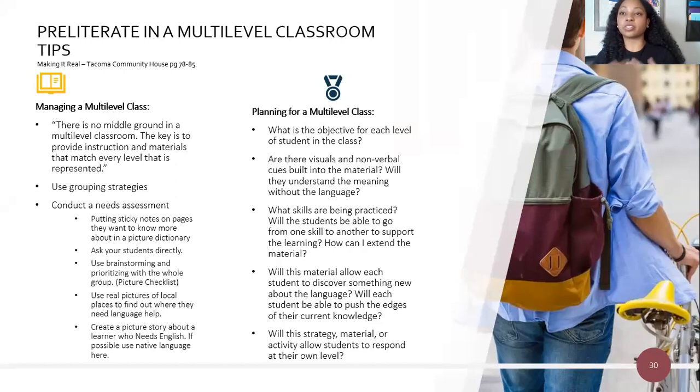When you have a multi-level classroom, you do kind of have to teach to the middle when you're working with the whole class, but you also have to make sure that in your instruction, you have an objective for each level in the class, and your material will allow them to answer and respond at their own level. It'll challenge each student at their own level. And you can do this by using grouping strategies, assigning students appropriate tasks within the same activity. So it feels like they're doing it as a whole, but they have level-appropriate tasks to complete.